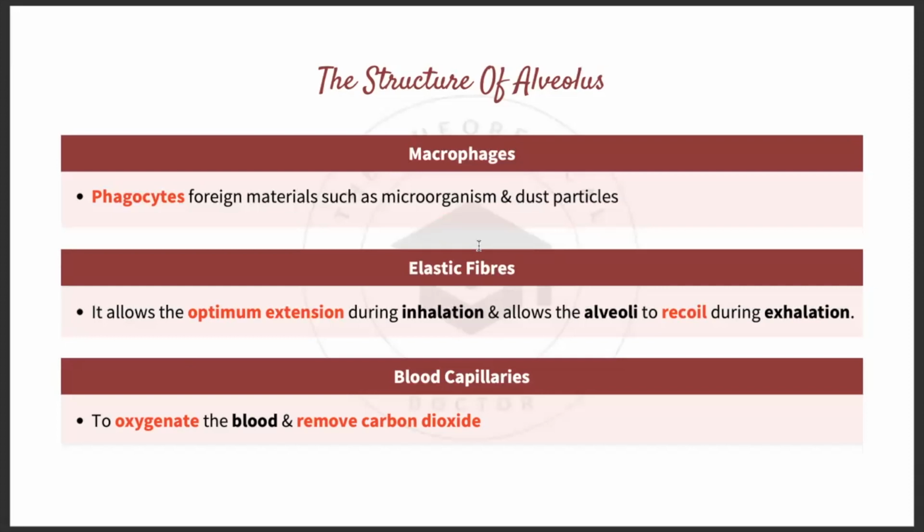Apart from the epithelium, you have macrophages, elastic fibers, and blood capillaries. Macrophages phagocytose foreign materials such as microorganisms and dust particles. Some particles can still go through the nasal cavity, they can still bypass through the trachea, and they end up in the alveoli. So these macrophages will actually just phagocytose, eat them up.